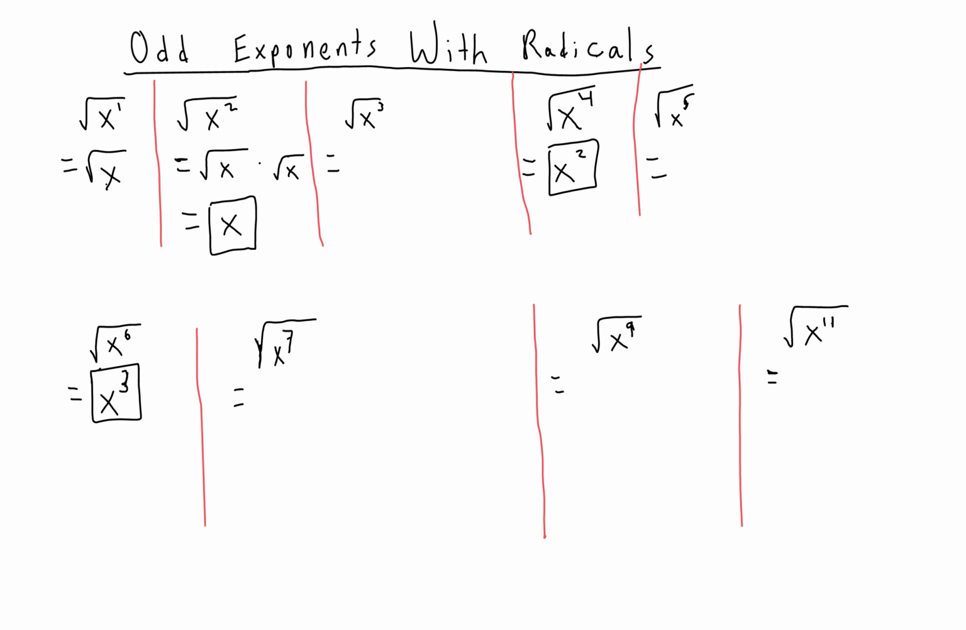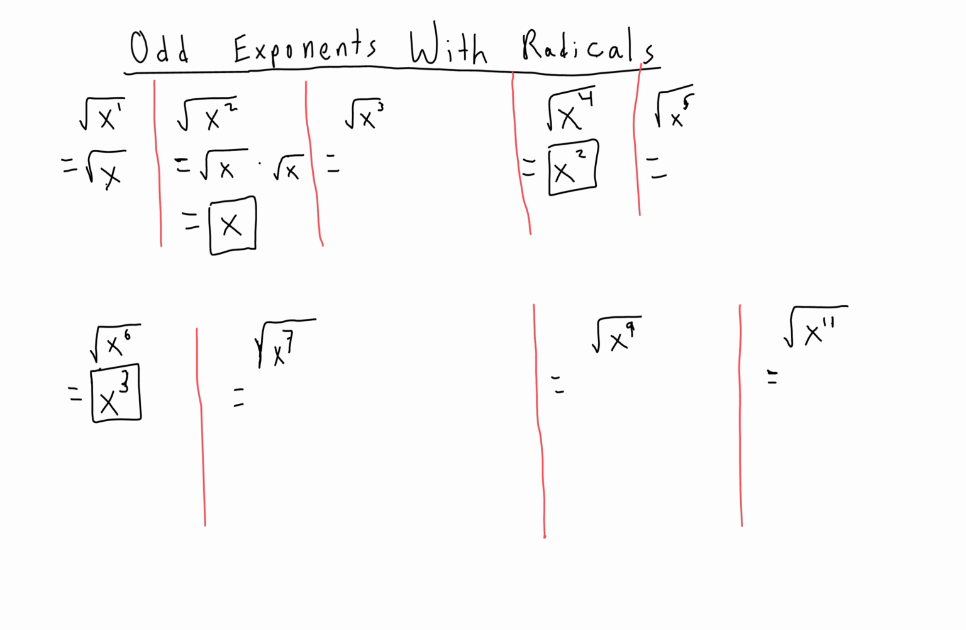The square root of x to the 4th is x squared, and the square root of x squared is just x, or x to the 1st power, if you will. But what about the square root of x cubed? We can't do half of 3 and get a nice integer. We can't do half of 5, half of 7, and so on and so forth.